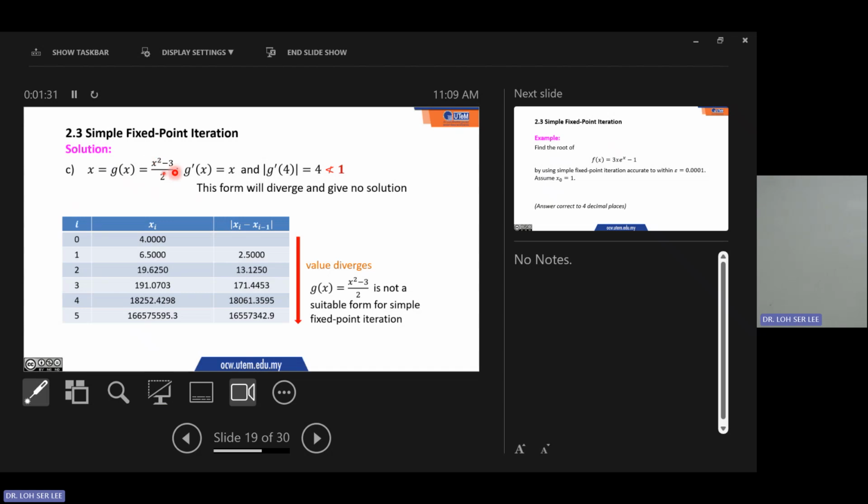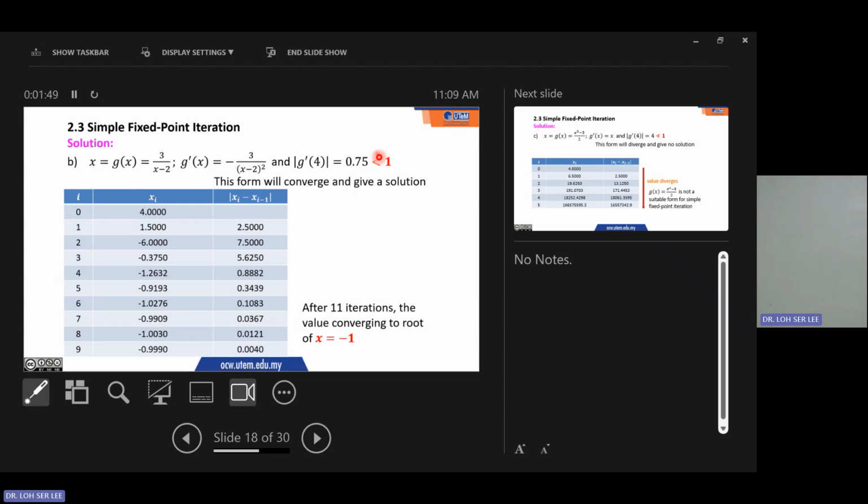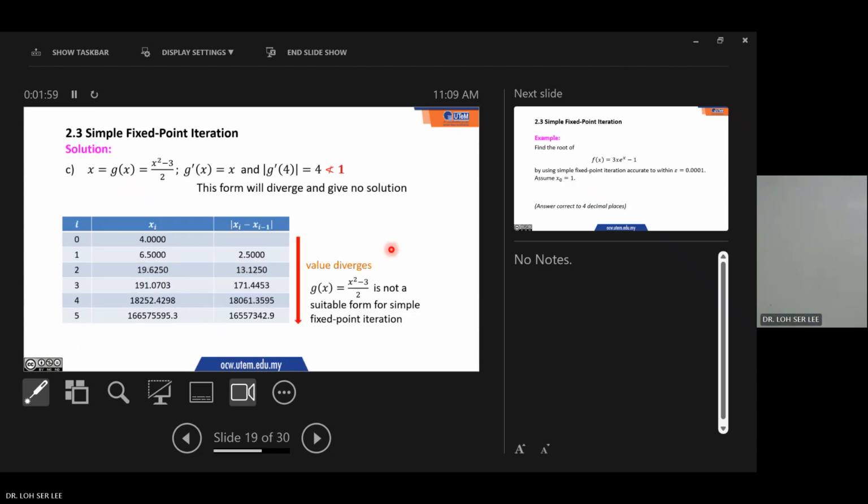Before you use the g(x), you have to test for the criteria. You find the derivative, you differentiate the function, and then you substitute the x by the starting point. Then take the magnitude value. The magnitude should be less than 1. If it is less than 1, this means you can use that g(x) to get a solution. Otherwise, if the criteria is not satisfied, we can't use that g(x).